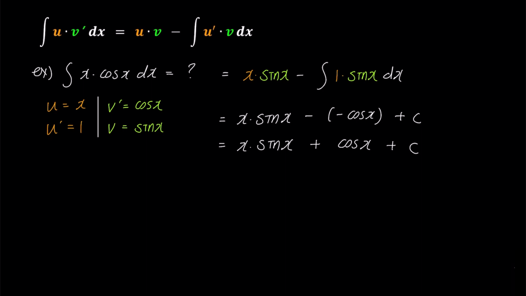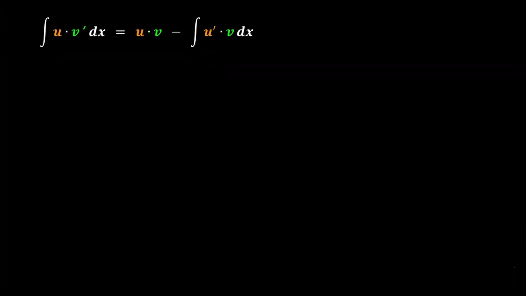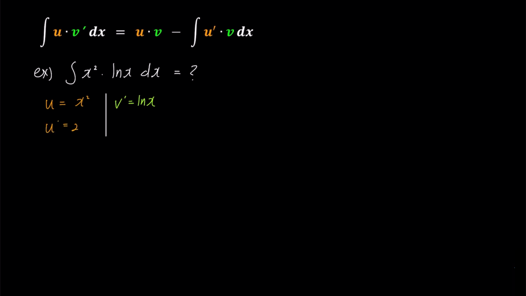This is our answer. In this example, we have ln x. The problem is the integral of x squared times ln x. Well, once again, let the easy to differentiate x squared be u. Then naturally, ln x becomes v prime. u prime will be 2x, and now we need to find v. However, since we don't know the integral of ln x, we can't find v.